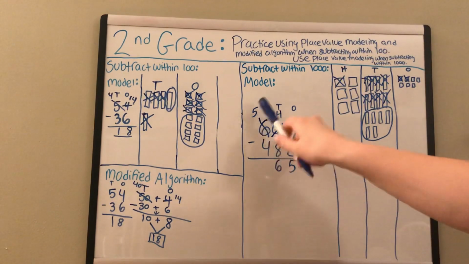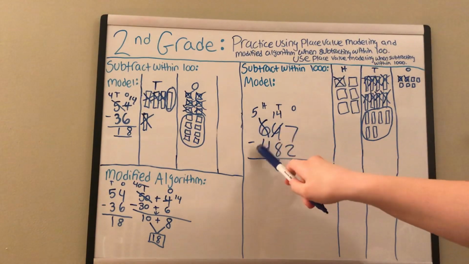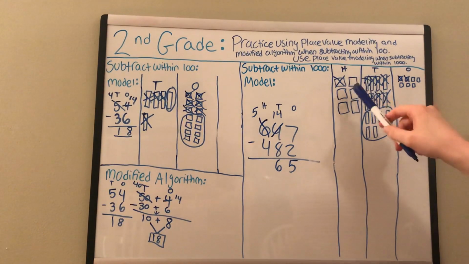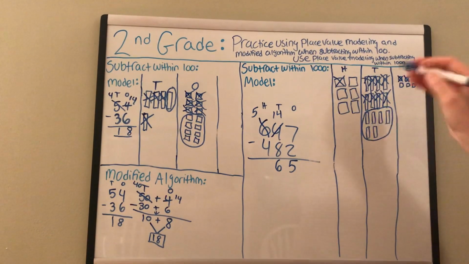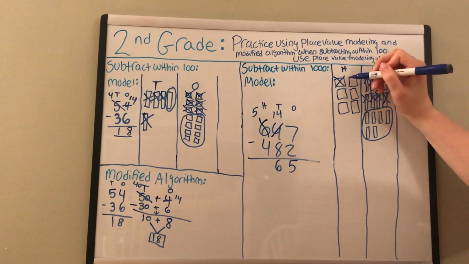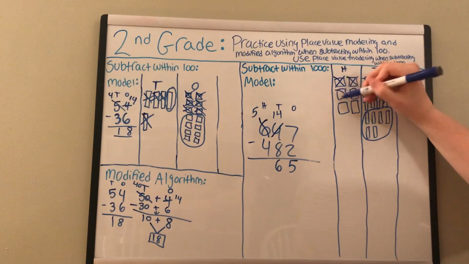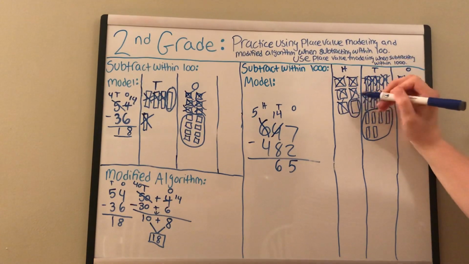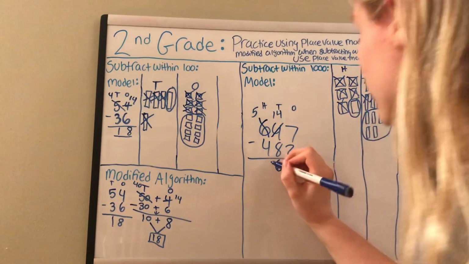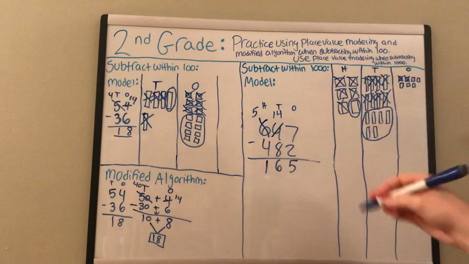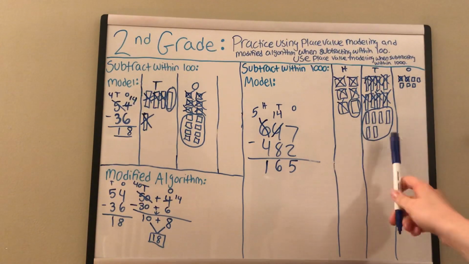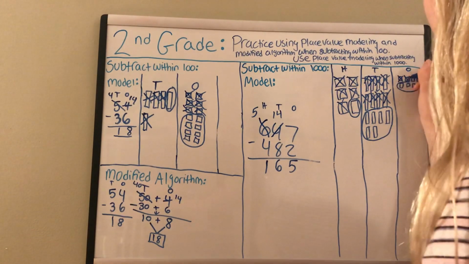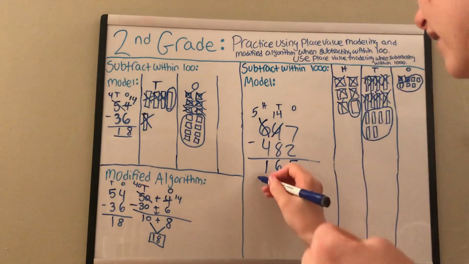They would then go to their hundreds column and they would see 5 minus 4, which they can do. So we have 1, 2, 3, 4, 5 hundreds, and we need to subtract 4, so we tell students to cross out 4. 1, 2, 3, 4. They are left with 100. So we would put 1 there, and that is our answer. We have 100, 6 tens, and 5 ones. 165.